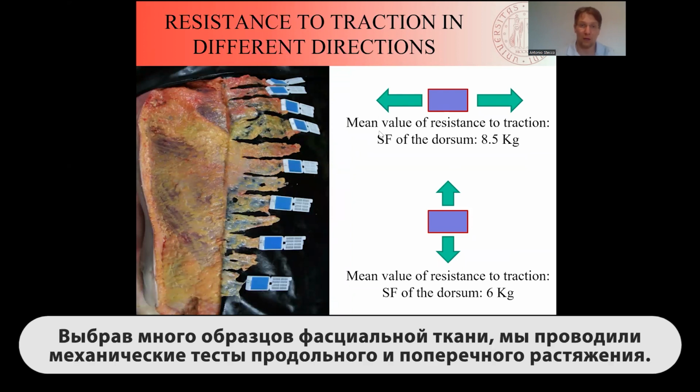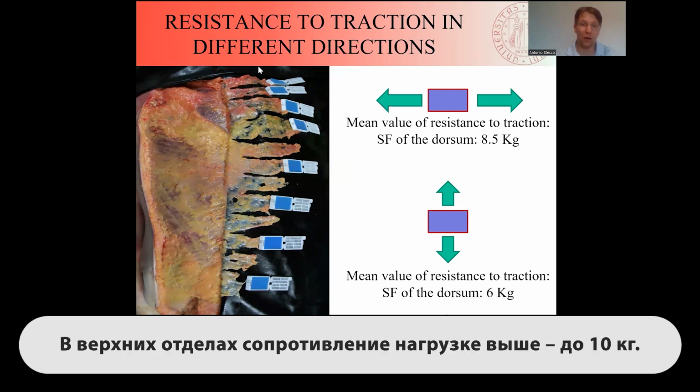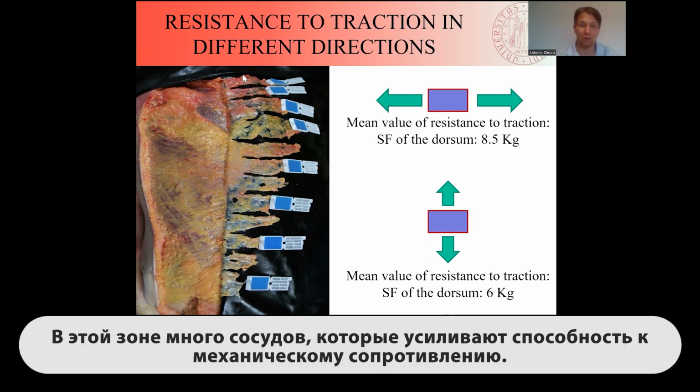In fact, we have taken different samples of the superficial fascia. We have tried to apply a mechanical stress, transversal and longitudinal. And we saw that a sample like this can hold 8.5 kilograms transversal and 6 kilograms longitudinal as a mean value. But on the top it is way more resistant. We will see that the resistance right here can reach up to 10 kilograms. Why? Because in this area, there are a lot of vessels, and these vessels will increase the strength, the resistance of this tissue.